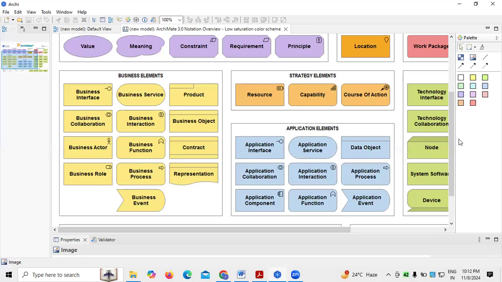This all comes under the strategy elements. So business elements are important. At the same time, strategy elements are important even. Next, application elements. When you're talking about application elements, there are different elements that are involved in it.